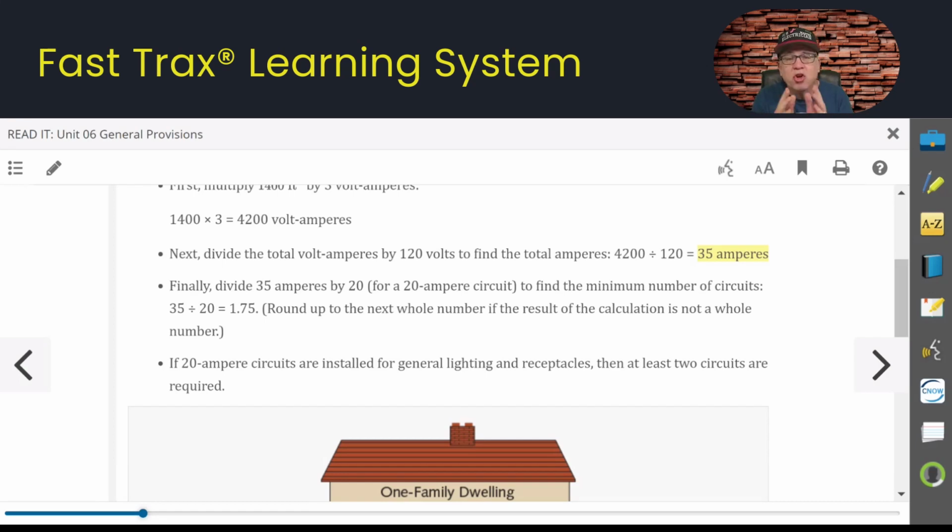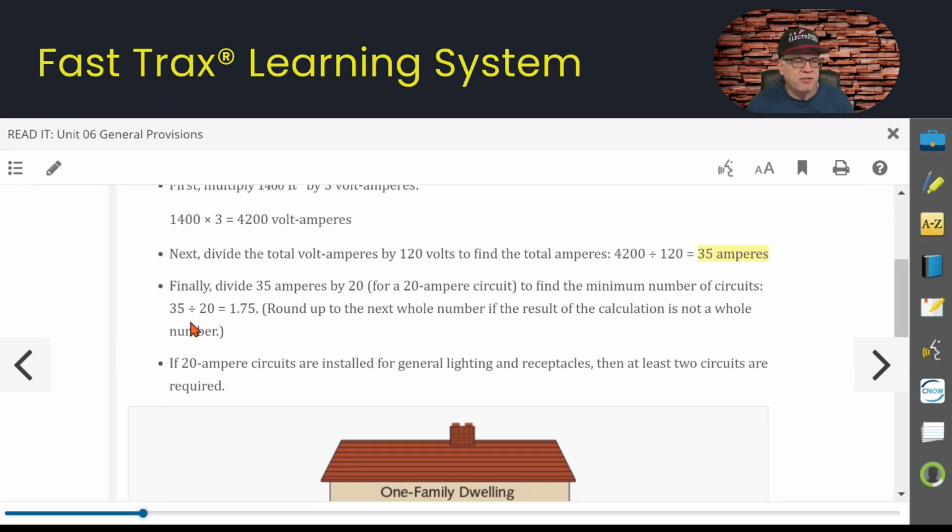Now remember, don't confuse this. It has nothing to do with your small appliance branch circuits, has nothing to do with individual branch circuits, has nothing to do with your laundry. This is just the general lighting and general use. You chose to make them 20 amp circuits rather than 15. That's a choice that you get to make in a dwelling application.